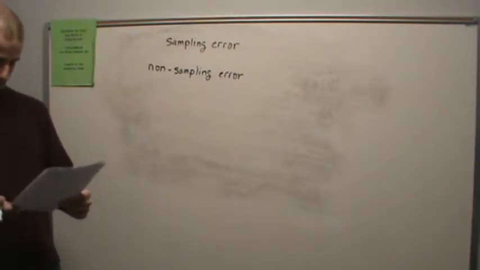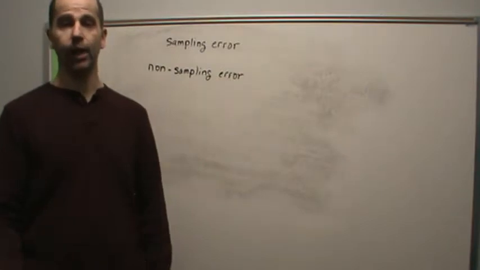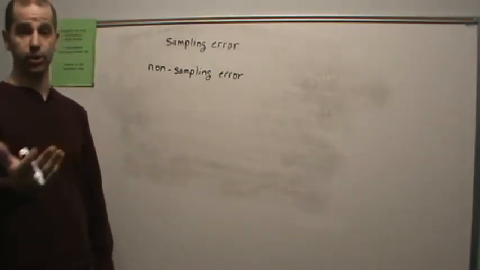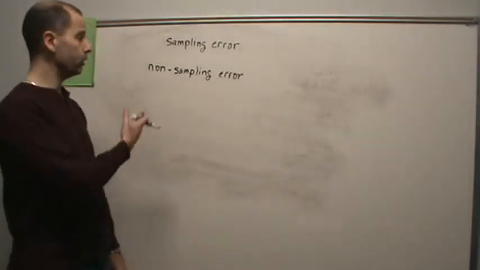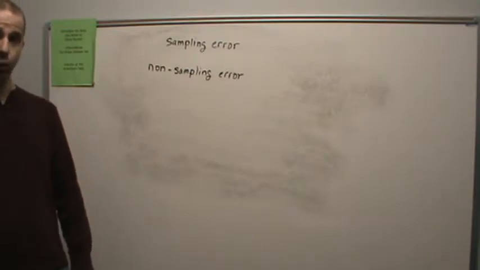What else do I have here? Oh, human error. Okay, that's another one, human error. Somebody transposed two numbers when they were measuring it. They wrote down the information wrong, or they forgot to write it down. Okay, all of those things are examples of non-sampling error, things that could be avoided.